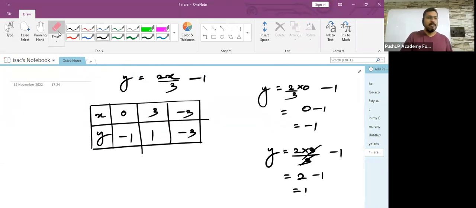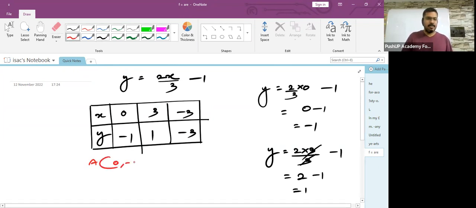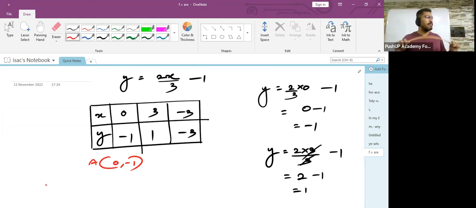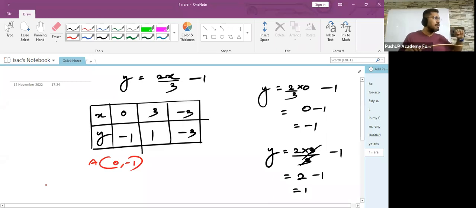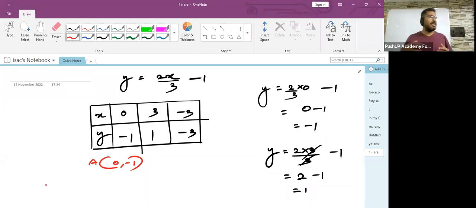Now you can easily plot it. Ronia, similar question. The first point A has coordinate 0, minus 1. Where will it come? This time if you don't answer, I will throw you out of the class, Ronia. Tell me. Why? Positive y or negative y? Negative y. Very good. Because the x coordinate is 0, it will have to lie on the y-axis. Since the y coordinate is a negative value, to be very specific, it will lie on the negative y-axis.